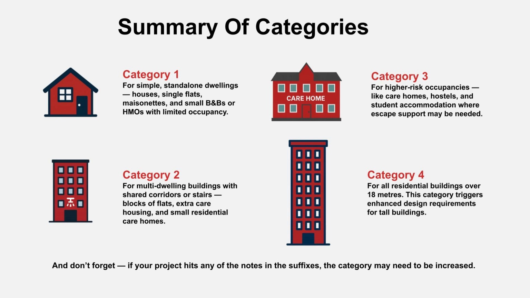Category 3. Used for higher-risk occupancies, like care homes, hostels, and student accommodation where escape support may be needed. Category 4. Used for all residential buildings over 18 meters. This category triggers enhanced design requirements for tall buildings. And don't forget, if your project hits any of the notes in the suffixes, the category may need to be increased.